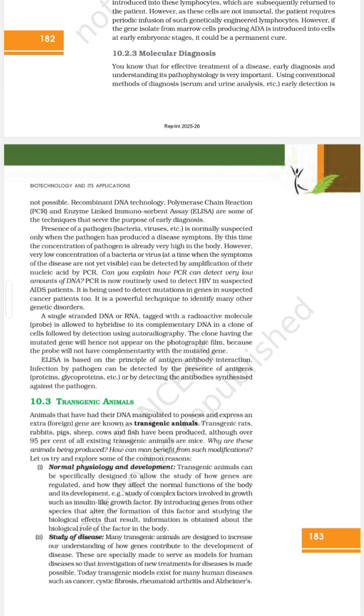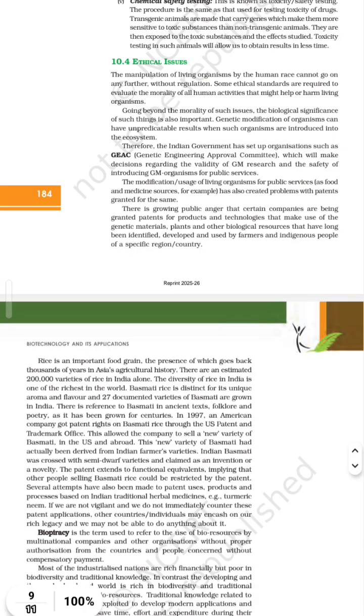Which one is hybridization technique? This one, a single stranded DNA or RNA from here to mutated gene. This part is the hybridization technique. Learn this. Now we don't need the transgenic animals. Next, omit the transgenic animals part.